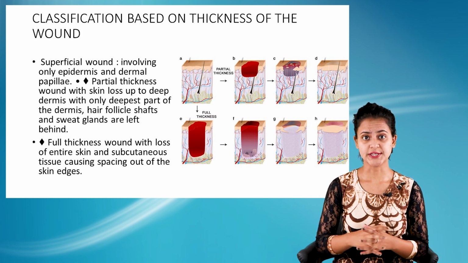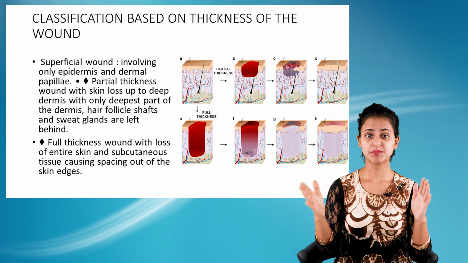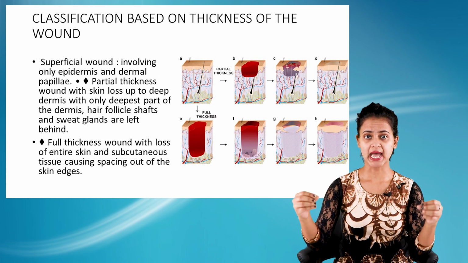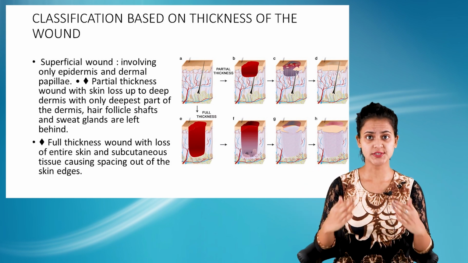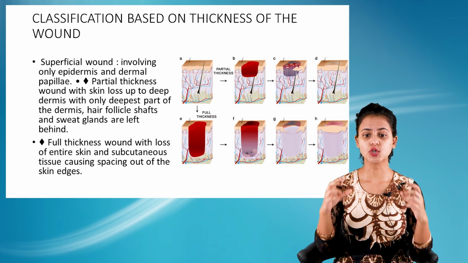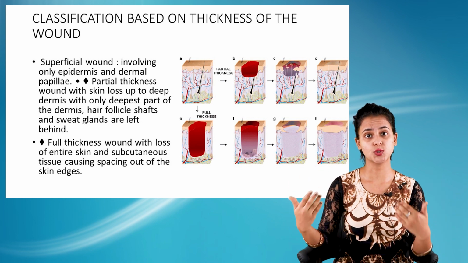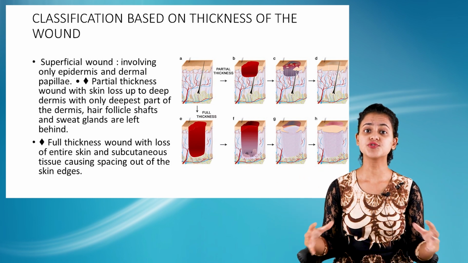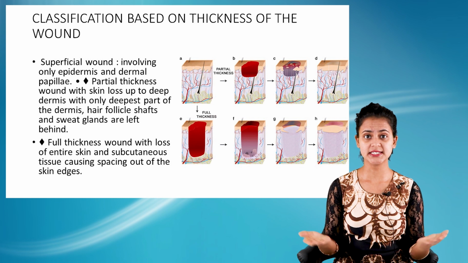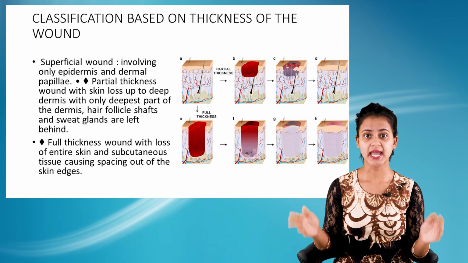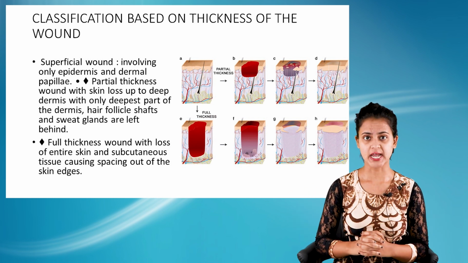Whereas a full thickness or a deeper wound will be involving more. So as we have seen in partial thickness, only the epidermis and dermis papillae layer will be involved. We need to understand that in case of full thickness superficial wound, we are going to see there will be loss of the entire skin. Even here in the full thickness superficial wound, often we are going to see the subcutaneous tissue layer of the skin also will be involved. And that is the reason here we are going to see the spacing out of the skin edges. That is the reason the full thickness wound will take more time to heal.